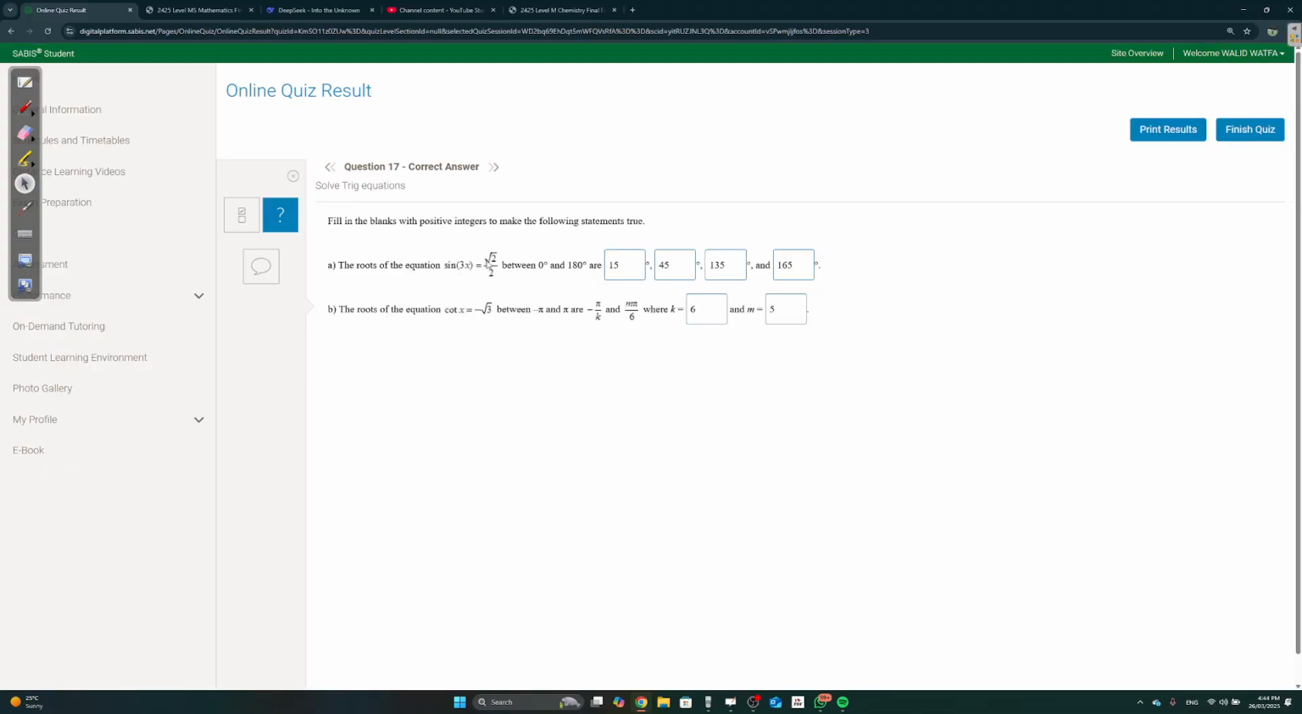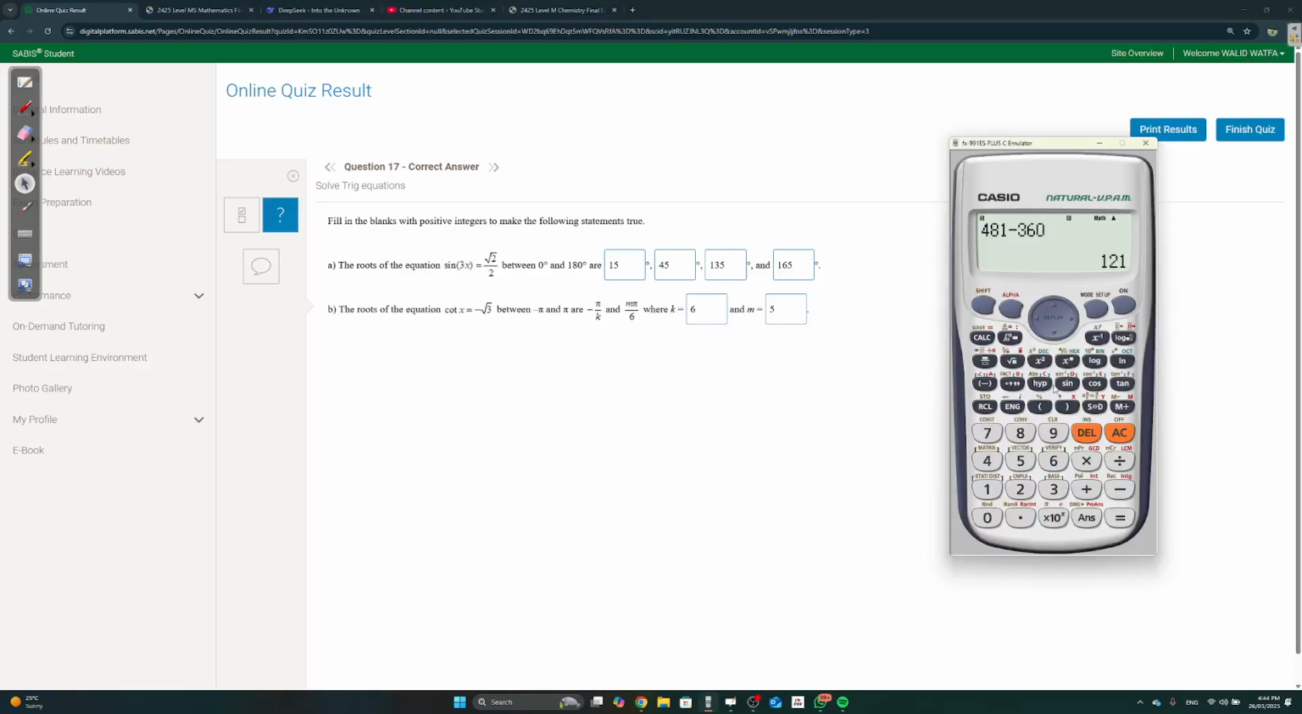Okay, the roots of the equation sine 3x is root 2 over 2. Very easy. Just do shift sine and make it in degrees. Root 2 over 2. You get 45. So you get the first solution is 45. How do we work with sine?